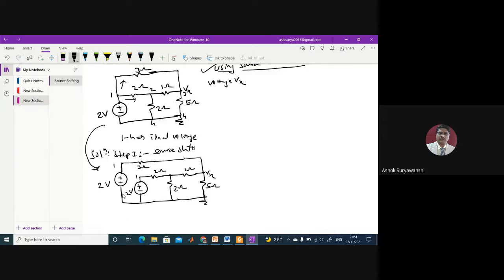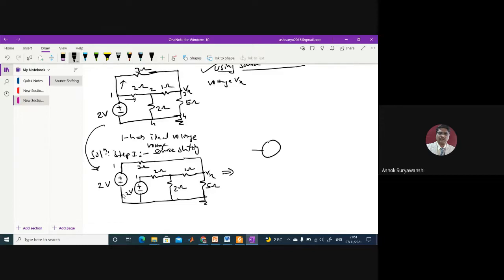Source shifting, that is voltage source shifting. Once you do the voltage source shifting, you get a simplified circuit wherein the voltage source is in series with the resistance, and therefore you can transform that particular voltage source into an equivalent current source. So now we'll just simplify the circuit diagram. We will draw it in a simple way.